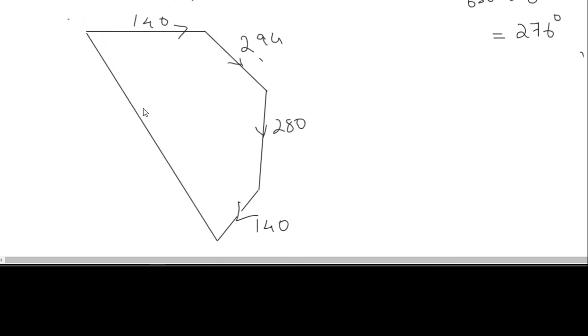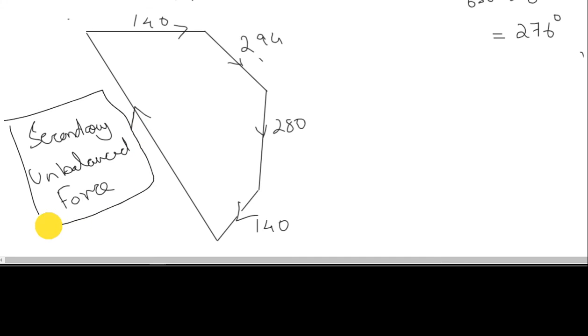This will give you the secondary unbalanced force, which is to be found out. This is not representing any point, this is actually inherently unbalanced. So this is the secondary unbalanced force. Since the secondary force polygon is not closing, that means the secondary force is unbalanced.